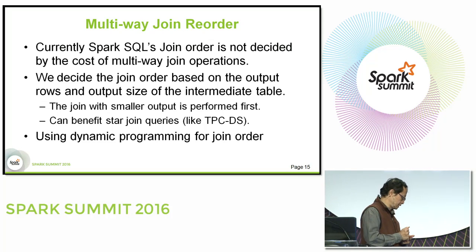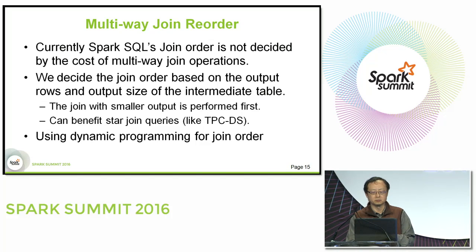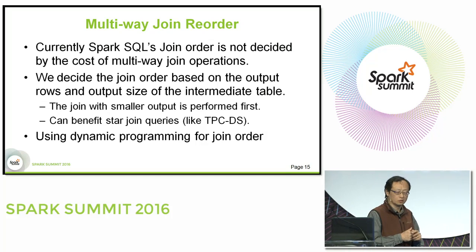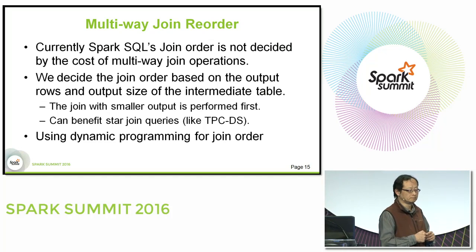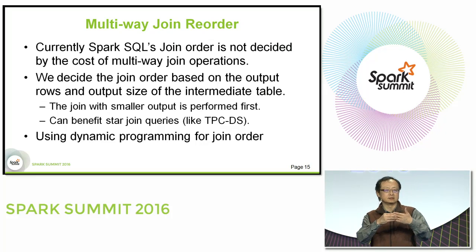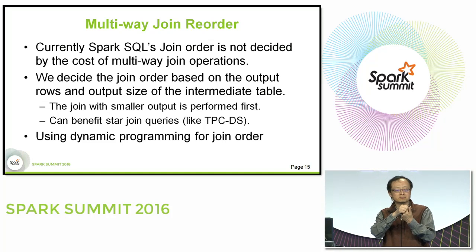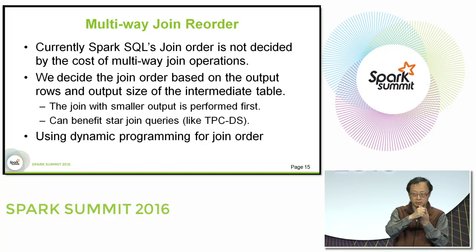Another one is that in TPC-H, most of the queries are multi-way join queries. Currently, Spark SQL join order is not decided by the cost of multi-way join operation. And we decided the join order based on the output rows and the output size of the intermediate table. Our strategy is, suppose you have, say, a 5-way join. Then we look at each join and see which join will produce the smaller output. Then we will run that join operation first.